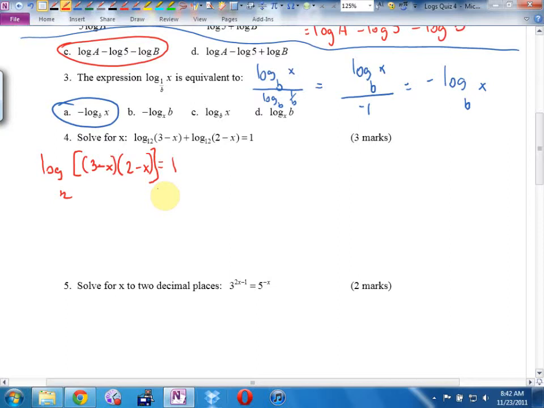Can I do this? No, the logs don't cancel. The logs would cancel if I had one log equals one log, and even then they weren't technically canceling. I was taking the antilog of both. Whatever.